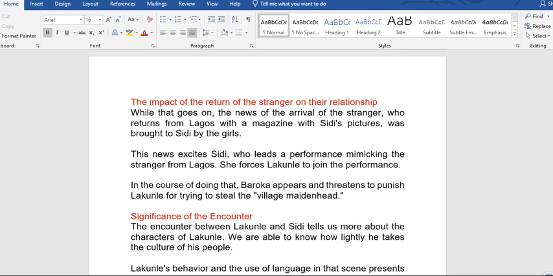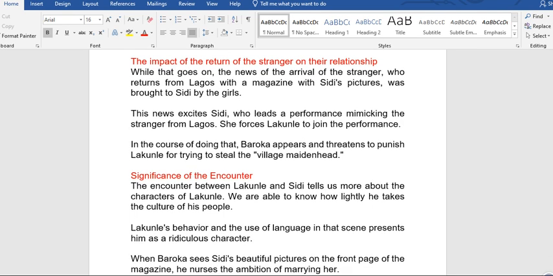The impact, that is the next stage, the impact of the return of the stranger on their relationship. While that goes on, the news of the arrival of the stranger who returns from Lagos with a magazine with Sidi's pictures was brought to Sidi by the girls.